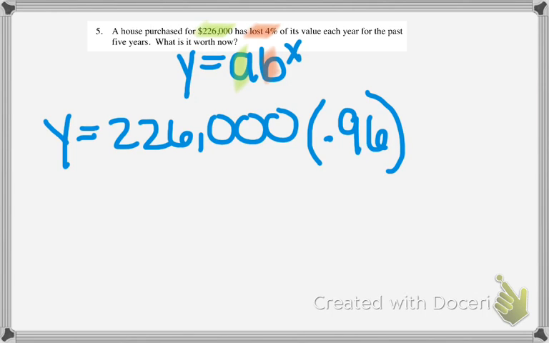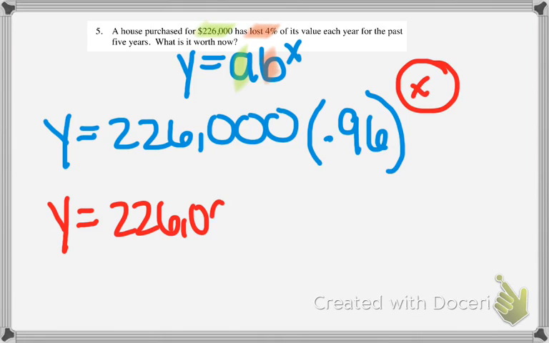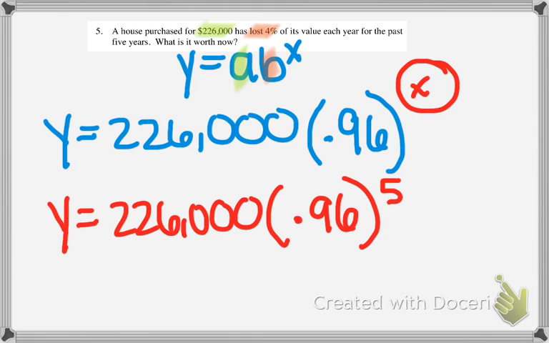Alright, now we have our two constant variables, and it's going to tell us to either plug in for x or y. X is up here. In this case, it says, what will the value of the house be 5 years from now? So that means in our equation, we're going to want to plug in 5 for x, because x represents the number of years, y is the total value. So we're going to rewrite our equation. Y equals 226,000 times 0.96 to the 5th power, and we're going to solve.